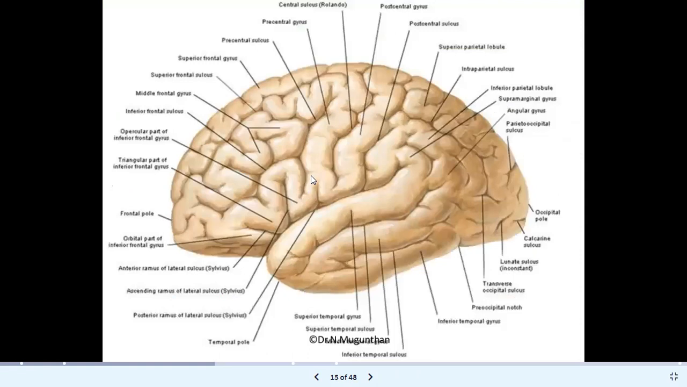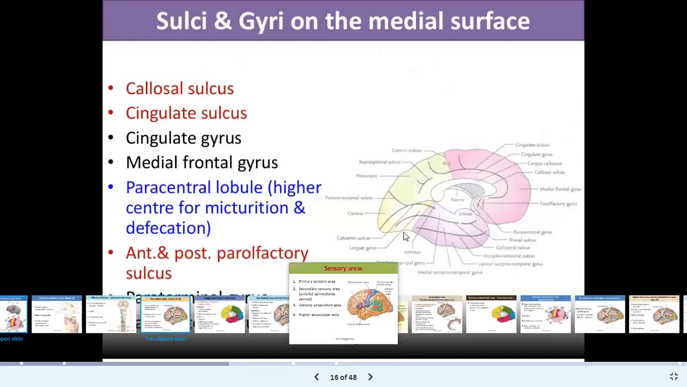So this picture has been taken from Netter's Atlas. And the human brain really also looks like this, where you have the central sulcus, precentral sulcus, postcentral sulcus, and superior frontal sulcus, inferior frontal sulcus, lateral sulcus, all these sulci and gyri, whatever we have seen. So similar things we will be seeing in the human brain as well. Okay, which are arbitrary, of course.